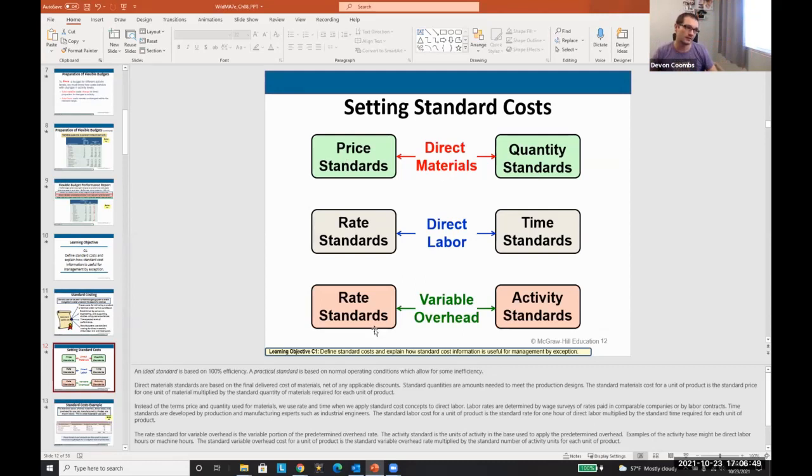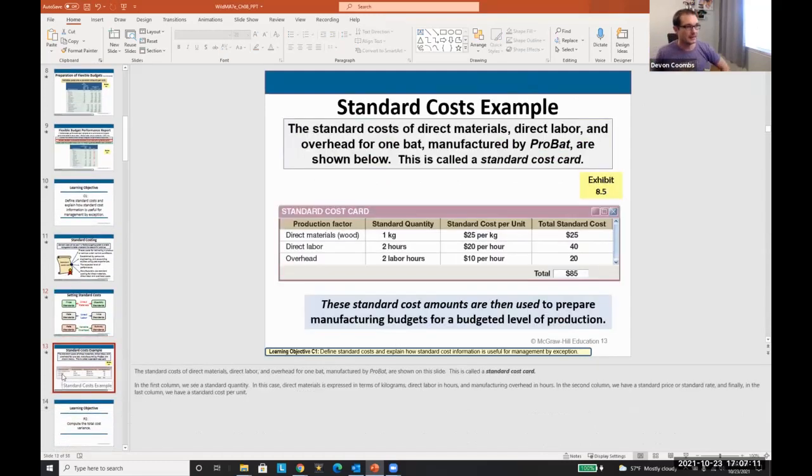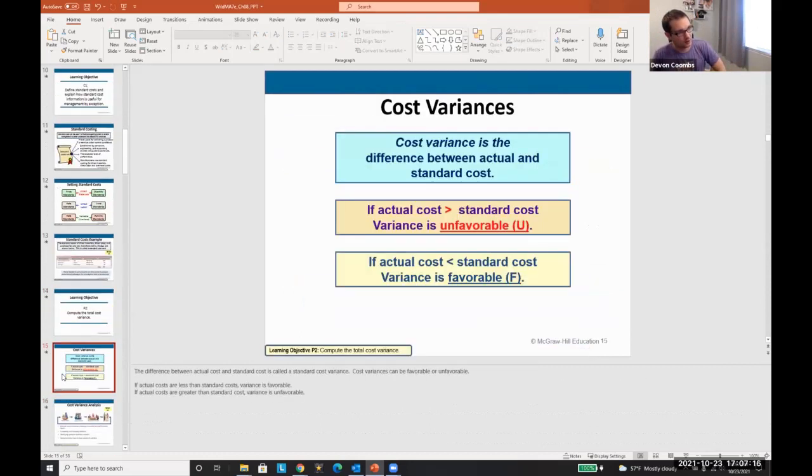And each one has a different term based on the type of product. For direct materials, we have price; for direct labor, we have rate; for variable overhead, we have rate for our price buckets. And then for our efficiency buckets, we have quantity for direct materials, time for direct labor, and activity for variable overhead, because variable overhead is applied on a predetermined overhead rate. Standards will generally be given to you in this class for your homework.